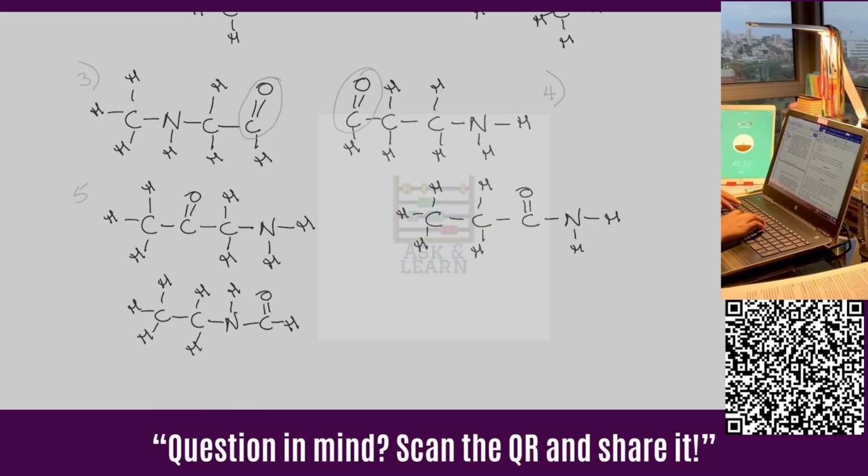Structure number 5, nitrogen is still on the end, but now the carbonyl group is in the middle. Structure number 6, where nitrogen is still on one end, and then the carbonyl group is on the carbon directly adjacent to it. And then one more, structure number 7, we have nitrogen back in the middle.